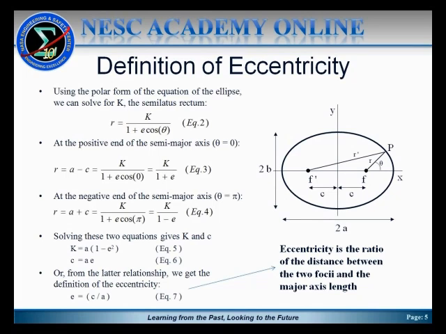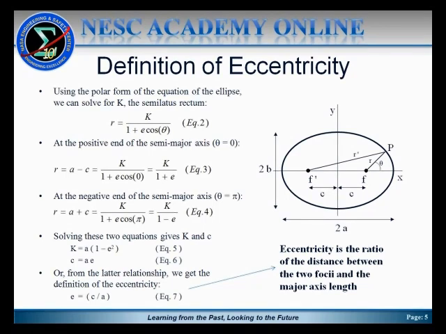And doing so, you get the semilatus rectum k is equal to the semi-major axis length a times 1 minus eccentricity squared. That's equation 5. And then also the constant c is equal to the semi-major axis length a times the eccentricity. From this latter relationship, equation 6, we can solve for the eccentricity. The eccentricity is nothing more than c divided by a, as shown in equation 7.